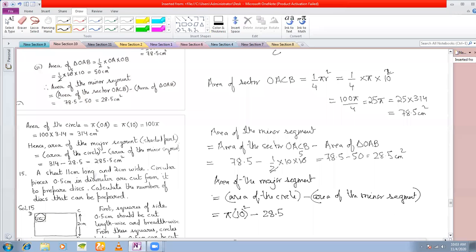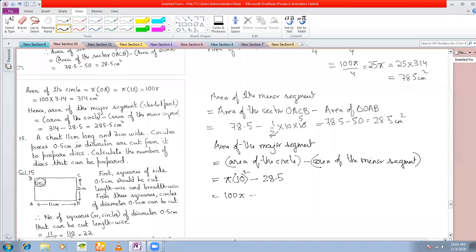So that is done. So this is 100 pi minus 28.5. Now you can put the value of pi, 3.14, minus 28.5. So this is 314 minus 28.5, which comes out to be 285.5 centimeters square. In fact, 285.5 centimeters square. That is what. Okay. Let us move on to the next problem.